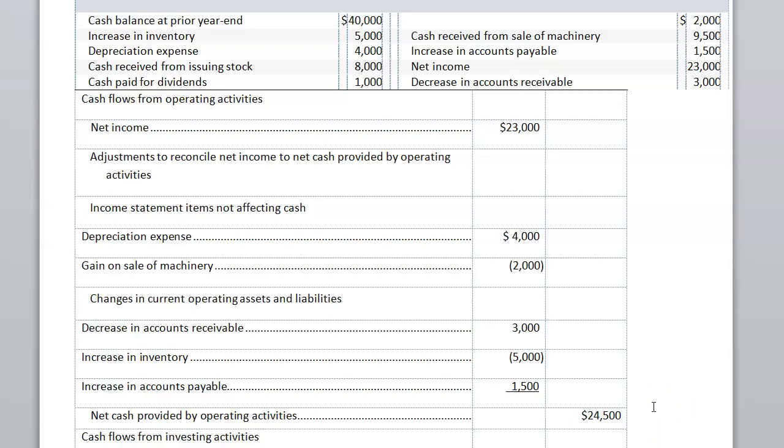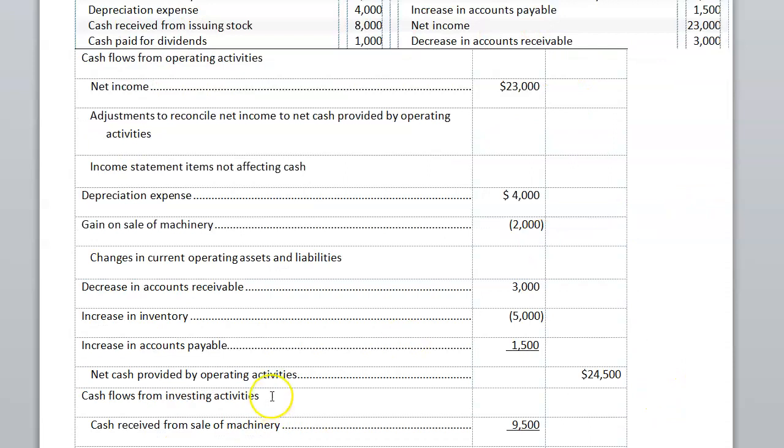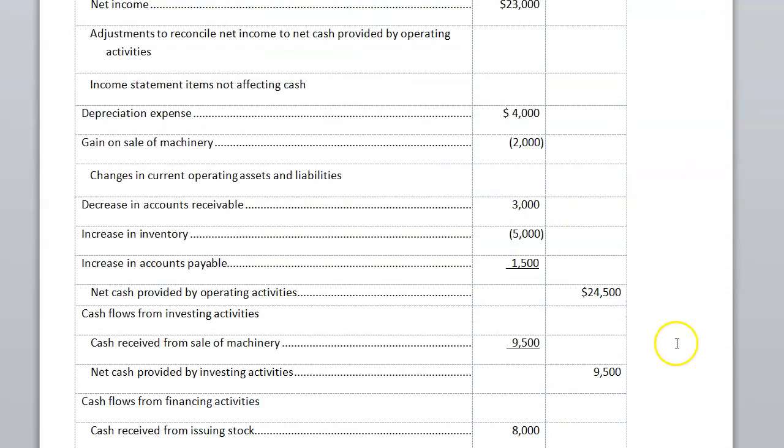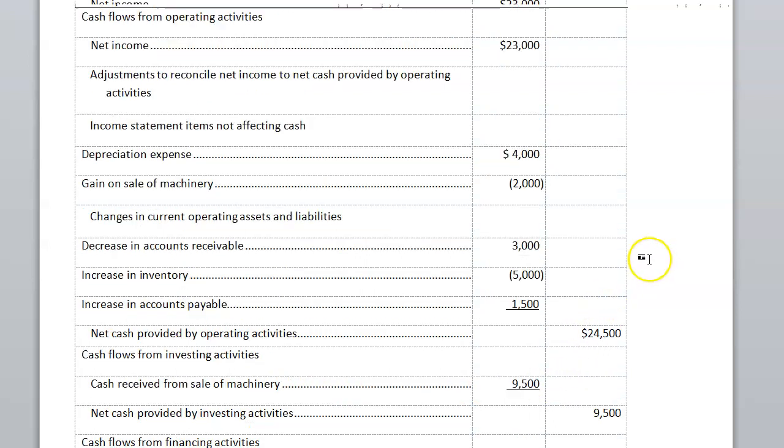So we want to see if we purchased or sold some investments. So it tells us we have cash received from the sale of machinery. So cash is coming in since we sold the machinery, so that's going to be added. And then we have the subtotal net cash provided by investing activities. Now we're going to look at our financing activities.